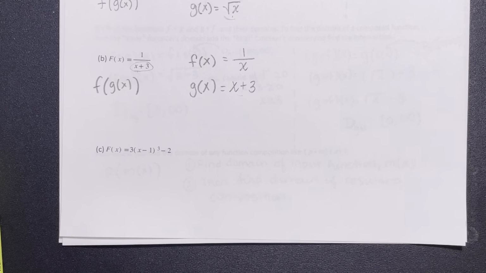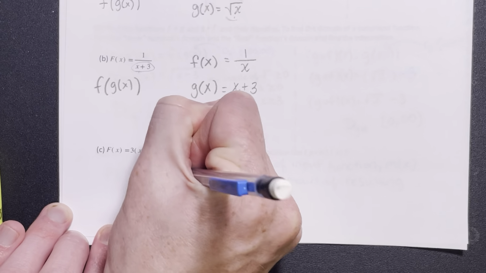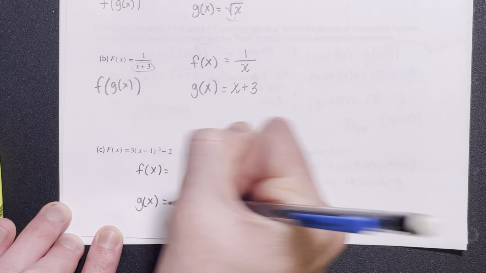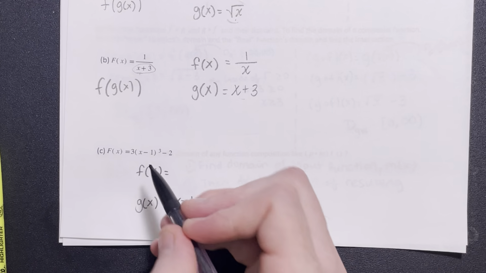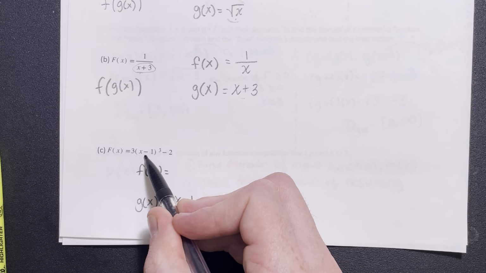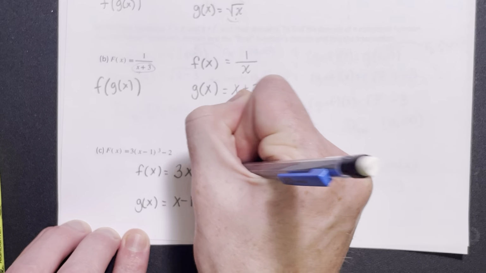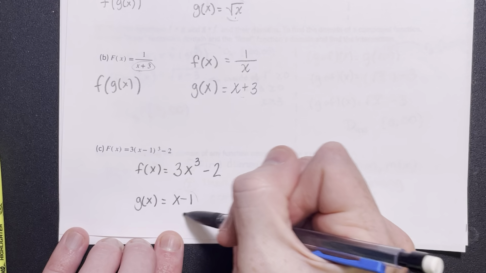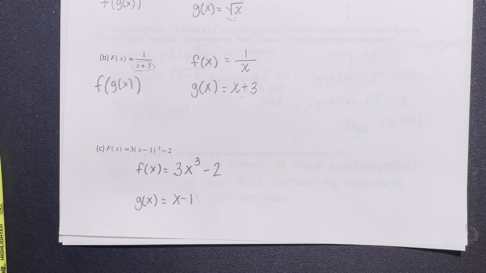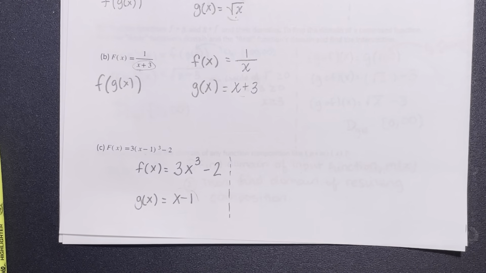All right, the third one is 3 times x minus 1 cubed minus 2. All right, I'm going to let g of x be x minus 1. If this x minus 1 has been replaced, then that means f of x is 3x cubed minus 2. And we can always double check. I encourage you to plug this back in, see if that does give you the exact same result. And this one does. But that is only one of the possible scenarios that you could choose from.